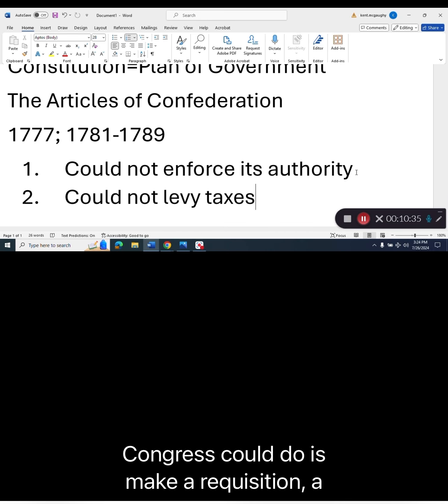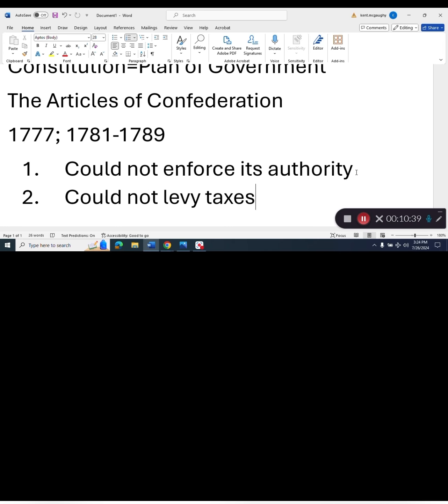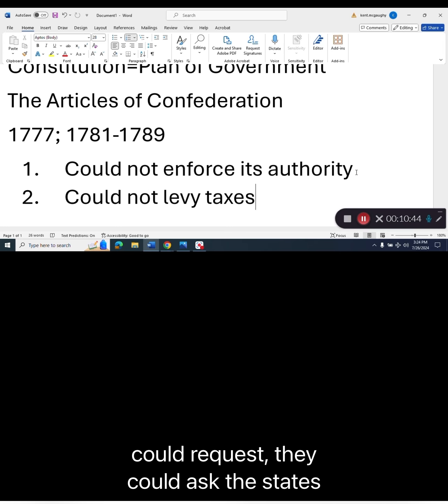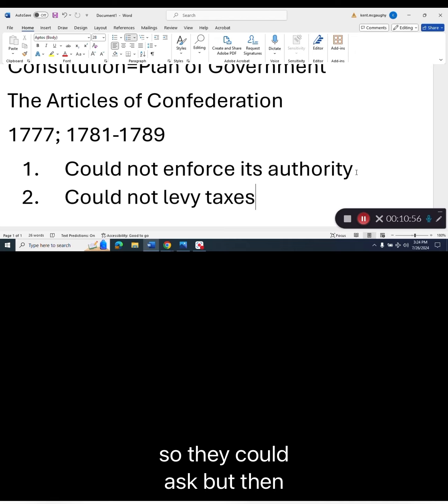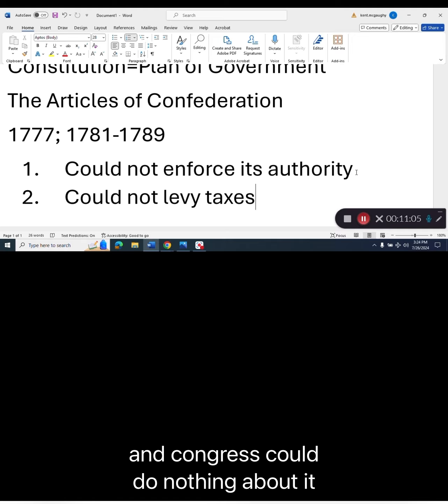What Congress could do is make a requisition, which means simply that they could request, they could ask the states to provide them with some of their money. So they could ask, but then the states could say no, and Congress could do nothing about it.